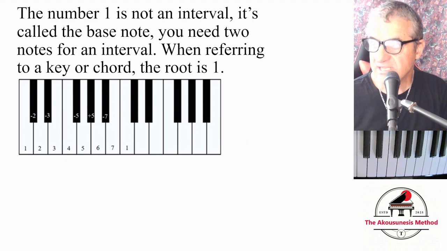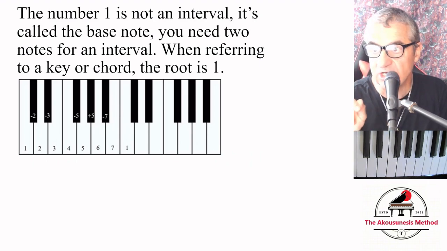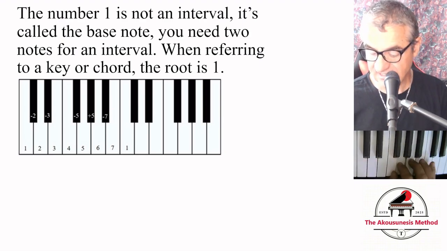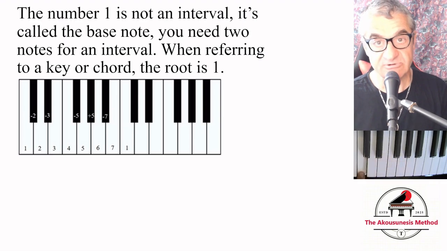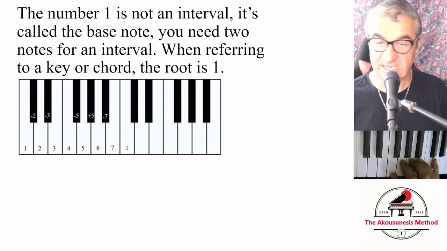We'll keep it going. The number 1 is not an interval, it's called the bass note, okay? You need 2 notes for an interval. When referring to a key or chord, the root note is 1. So in the key of C, C is the root note. If we're in a mode, we're going to get into modes.